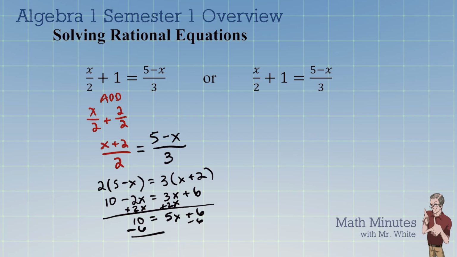I subtract 6 on both sides. I get 4 equals 5x. I then divide by 5, and I get x equals 4/5.